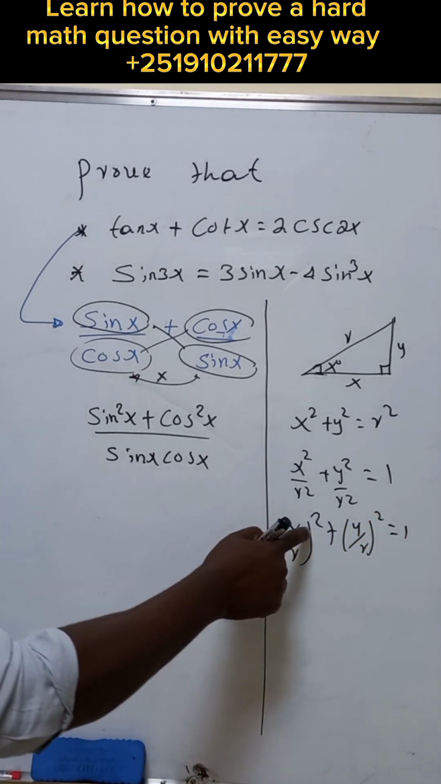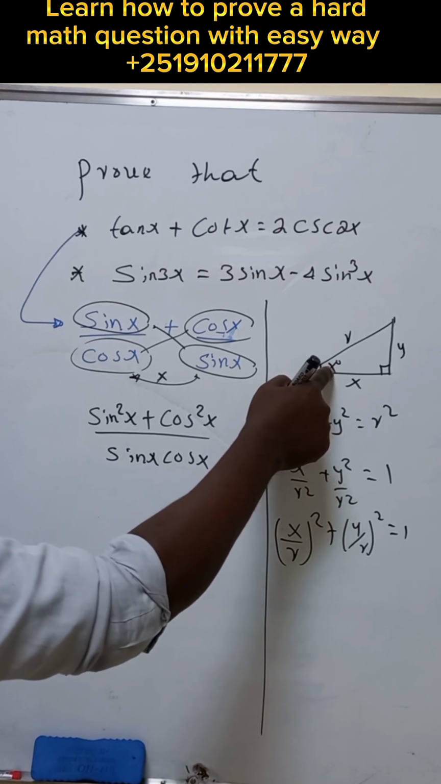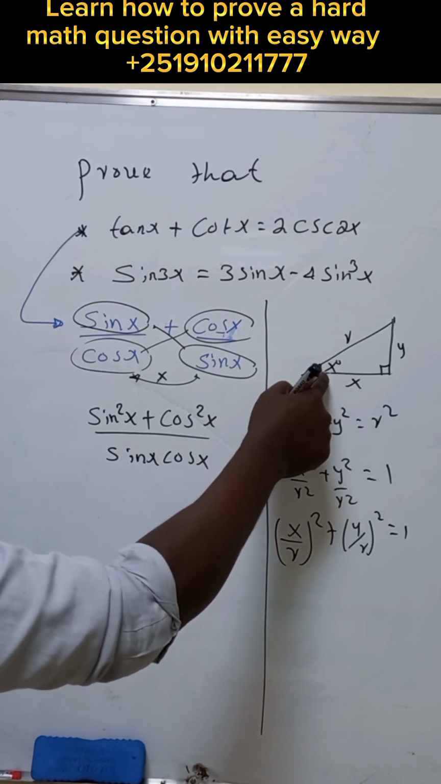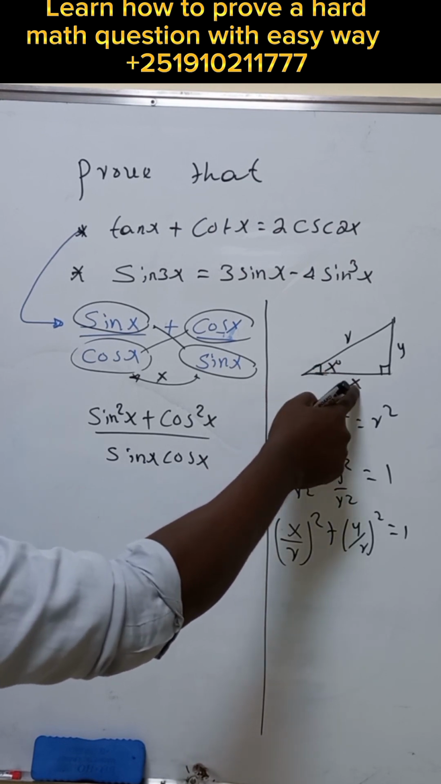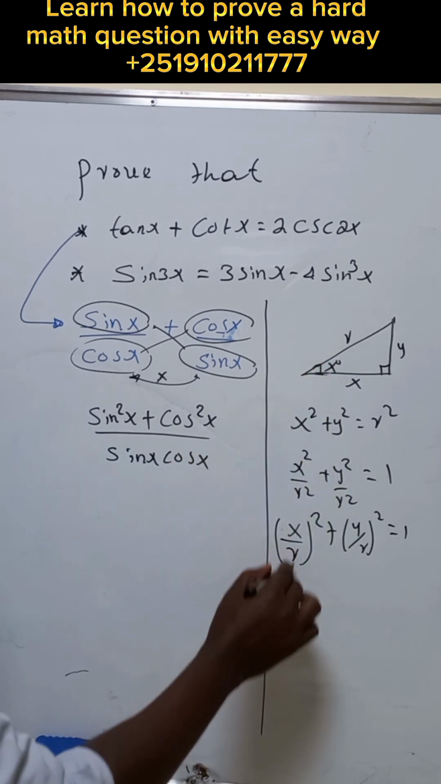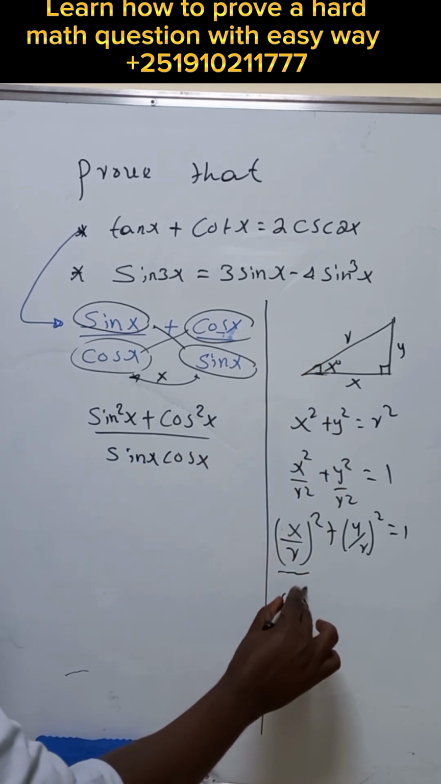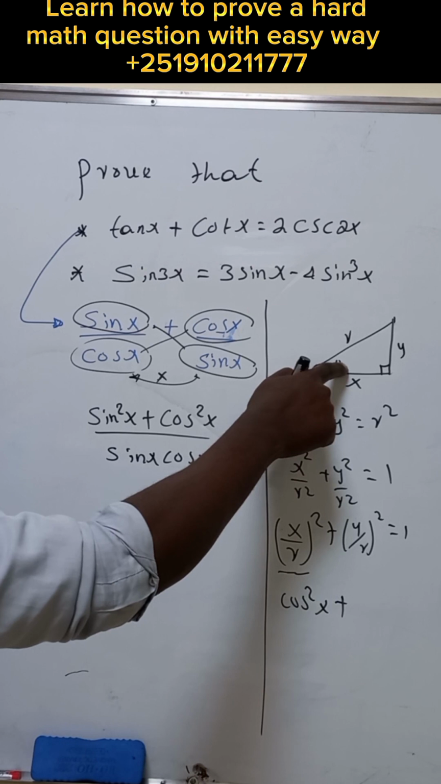So what is x over r? That means cosine of x will be, cosine of x degree will be this over this one. This is given by cos squared x. Plus, what's the sine of this angle?